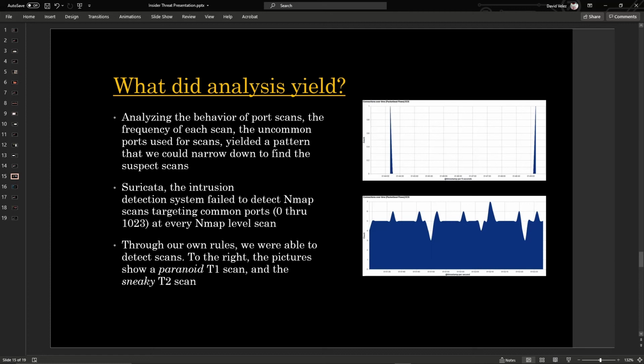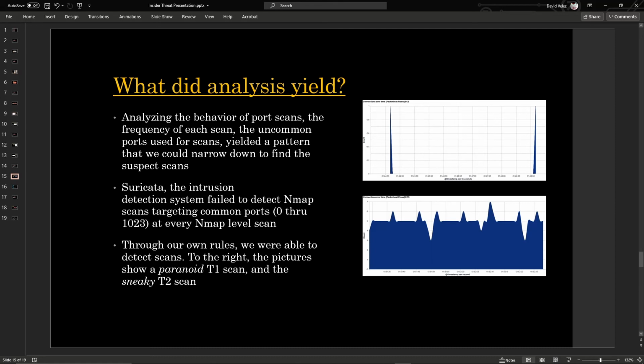We verified this by reading the Nmap port scanner documentation and found that the periodic scans of both the paranoid Tier 1 and sneaky Tier 2 scans have a predefined pulse. In the case of the paranoid scan, it only sent one packet every 5 minutes, which became a needle in a haystack of network noise.